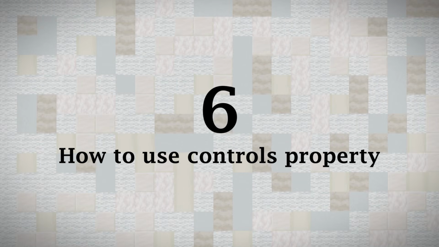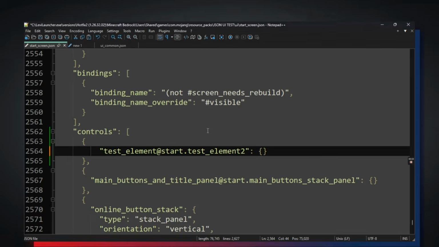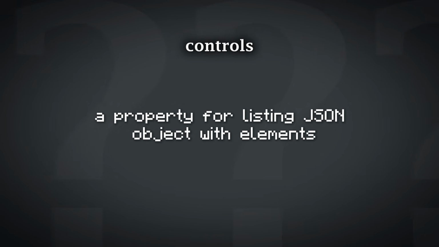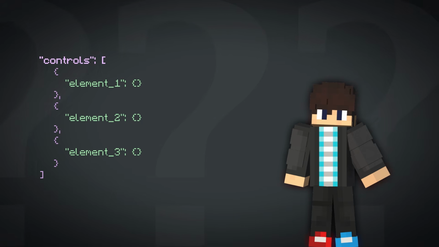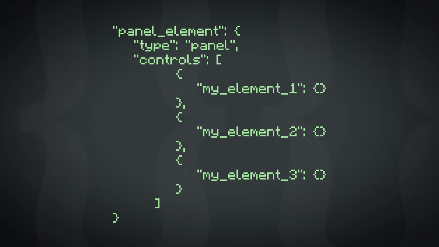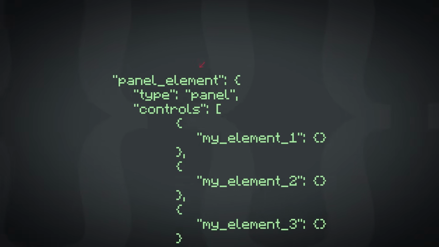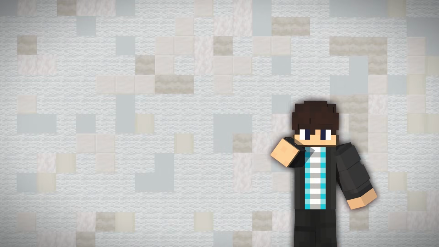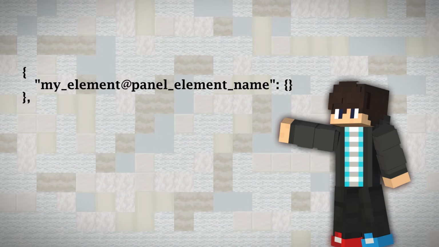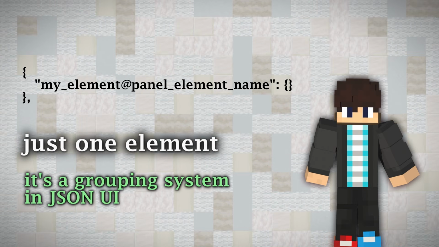Number 6. How to use the controls property. Previously, we talked about controls, which is a property for listing JSON objects that each contain an element. So let's understand how to use this in your custom UI. Introducing the panel element. So what does the panel element do? The panel element groups a bunch of children elements, and the panel element will behave as their parent. So when the game tries to display them, instead of calling multiple elements, you only need to call one. It's basically a grouping system in JSON UI.